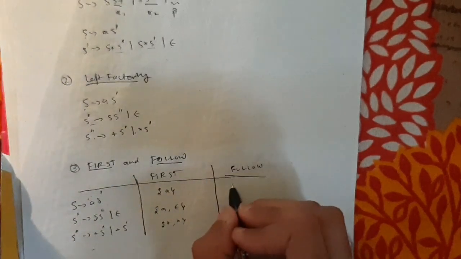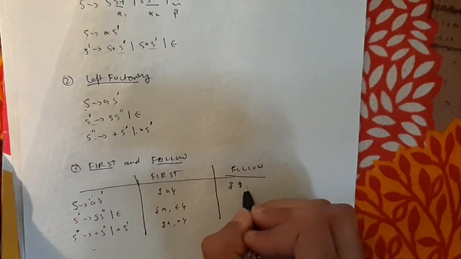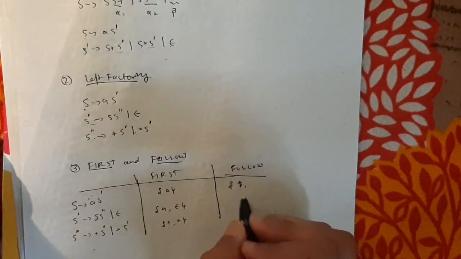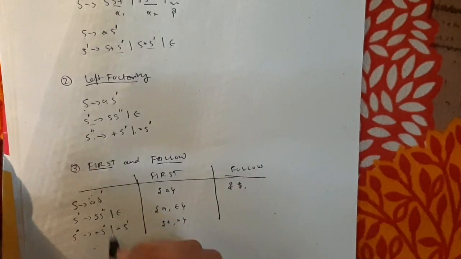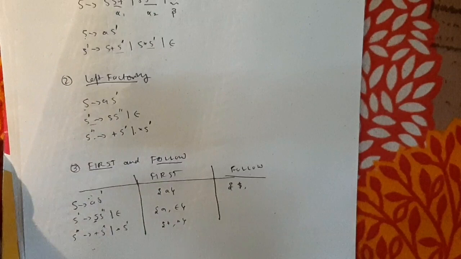Then you will be solving the follow. For the follow, you have to start from the start symbol and write it as dollar first. Every time there will be a dollar here. After writing the dollar, S is there, right? You will be searching for S in this part. Wherever you can find S, just underline it. Here I can find S.